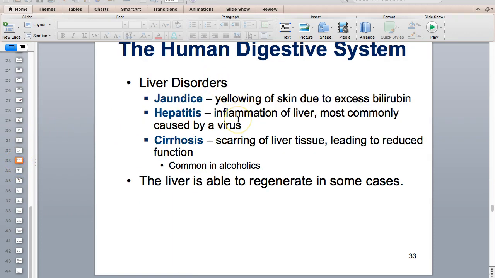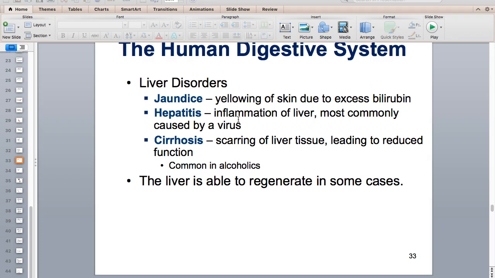I just mentioned this. If you talk about liver disorders, jaundice, you get yellowing of the skin due to excess bilirubin. Sometimes you'll see this happens in infants. Another one, hepatitis, which is inflammation, hence the name, inflammation of the liver. A lot of times it's caused by a virus. Also cirrhosis, so this is common in alcoholics. It's scarring of the liver tissue, and if you have enough scarring, it leads to reduced function.